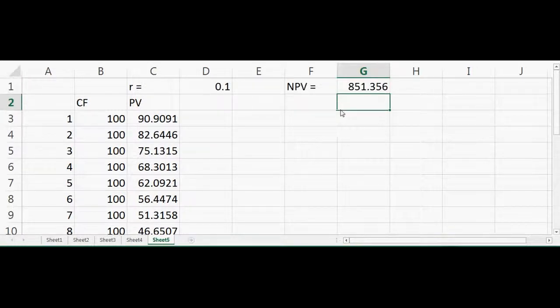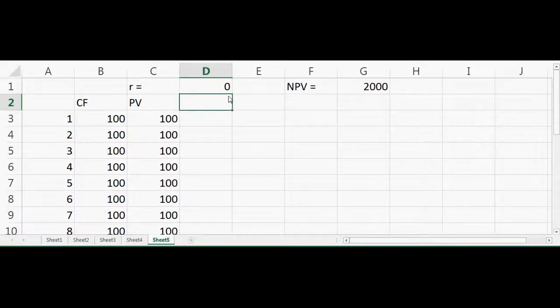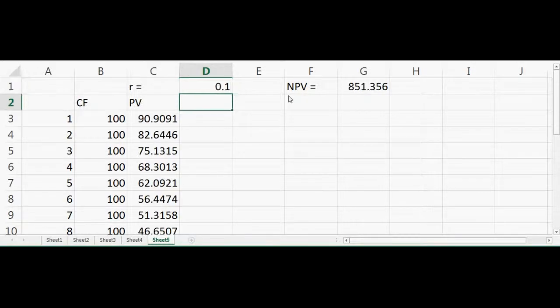So when we change the interest rate, like suppose from 0.1 to 0, then you can see that the net present value is equal to 2000, because the value of $100 even after 20 years is equal to $100. That's why the total sum is equal to 20 hundreds. But when we have an interest rate, then it goes down, right? So now we can further go about it and make it something else.